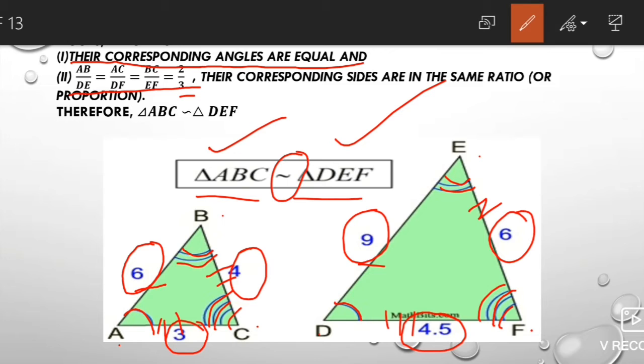In this case you can say that every equilateral triangle is similar. Why? Because you know that every angle of an equilateral triangle is 60 degrees, right? So if you consider two equilateral triangles, their corresponding angles are equal, and since all sides of an equilateral triangle are equal, the corresponding ratio will be equal.